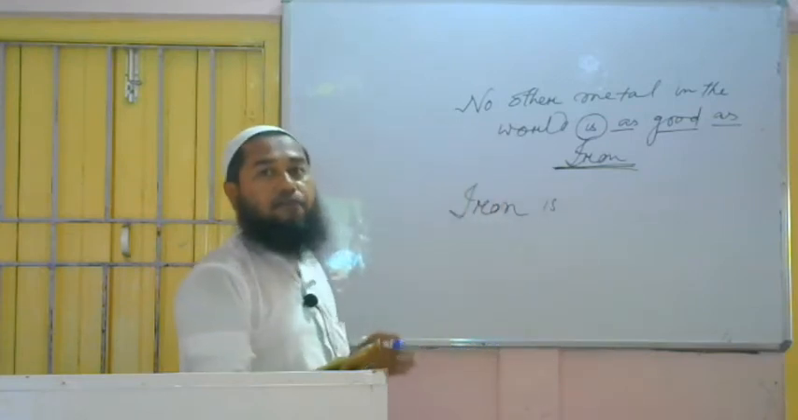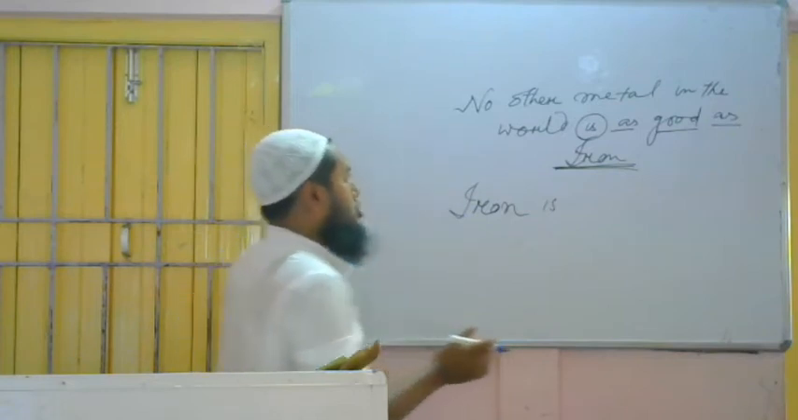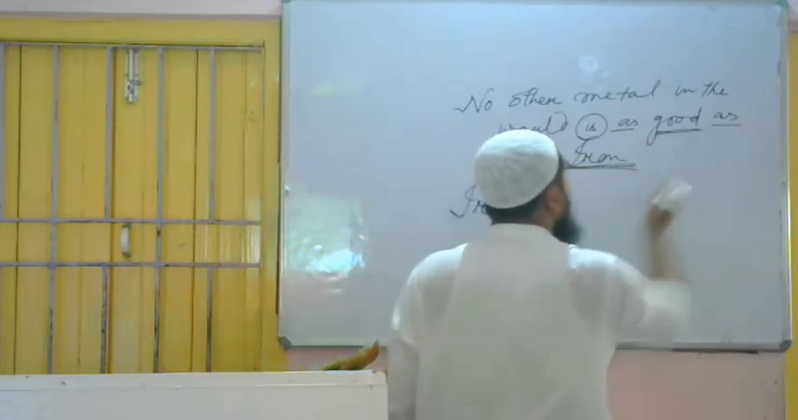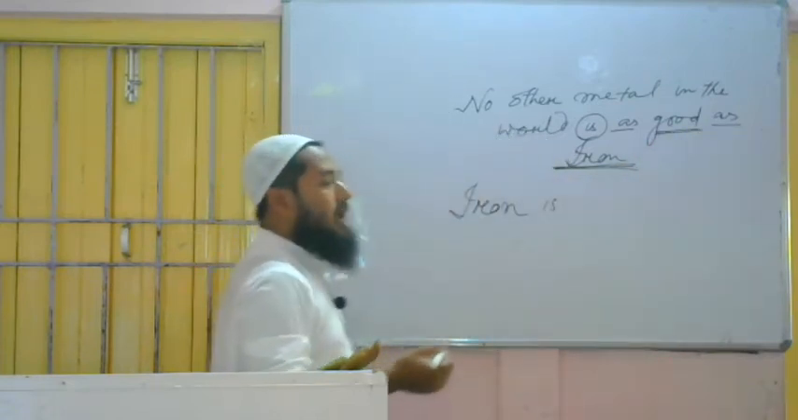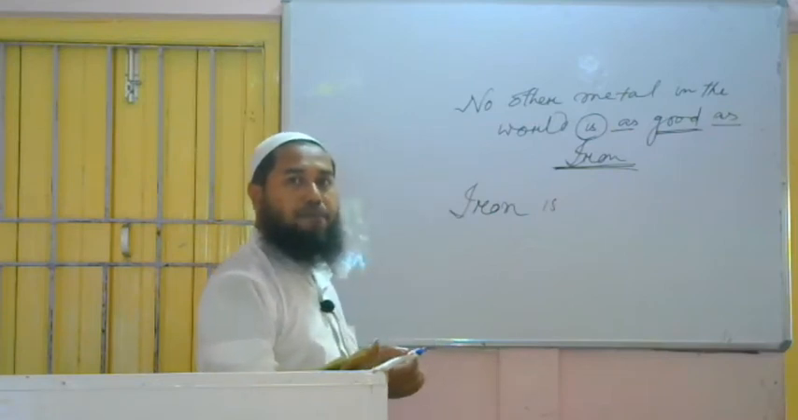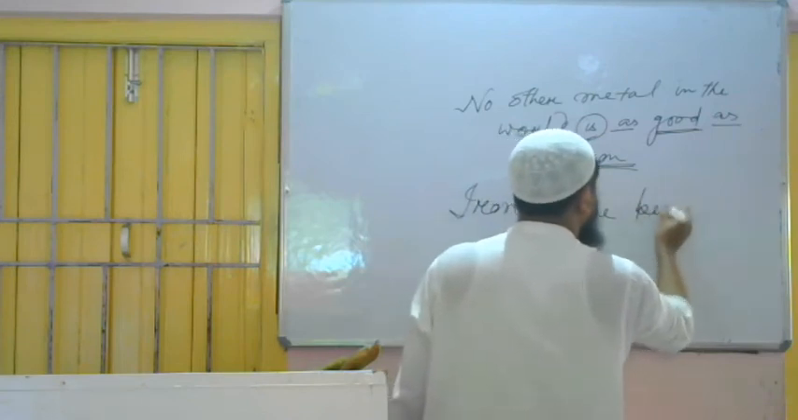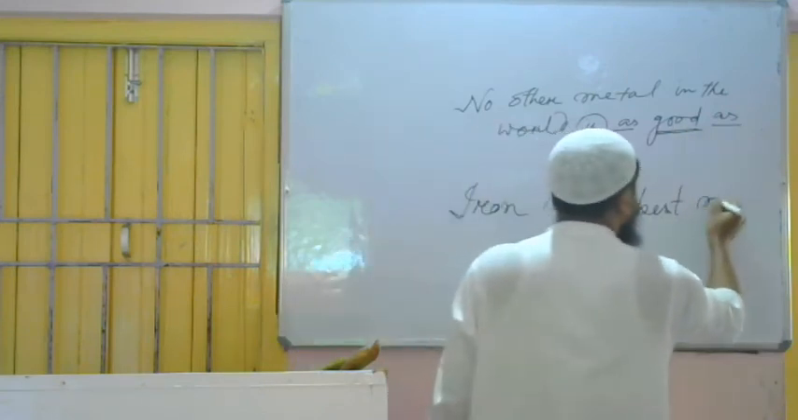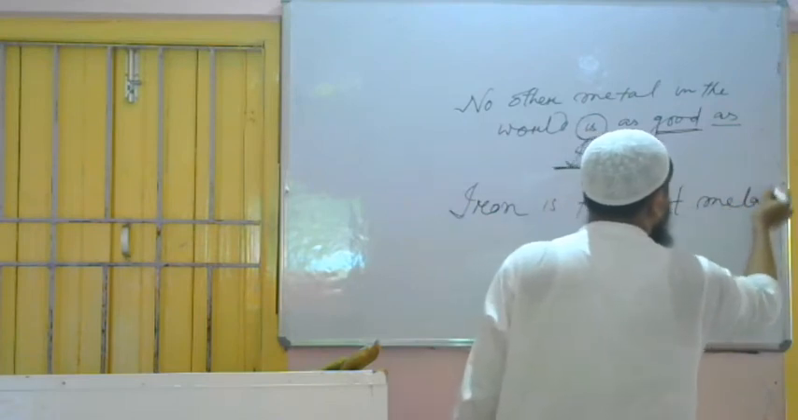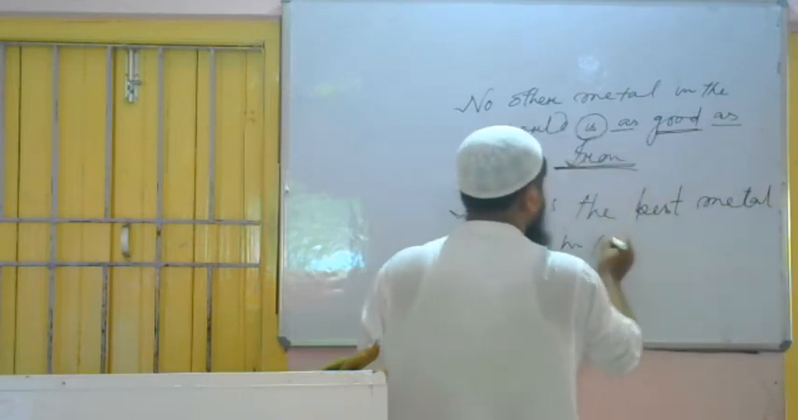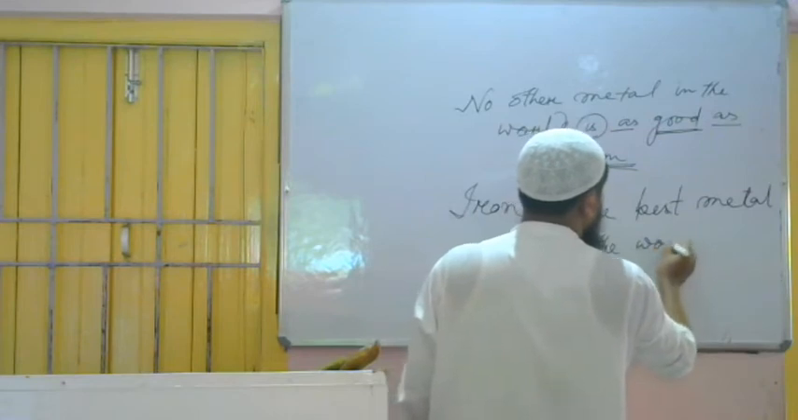Then after this we have to use the superlative form of the adjective. So here the adjective is good. The superlative form of the adjective is best. And before the superlative degree we have to use the. Iron is the. Then the superlative form of the adjective, iron is the best metal in the world. Iron is the best metal in the world.